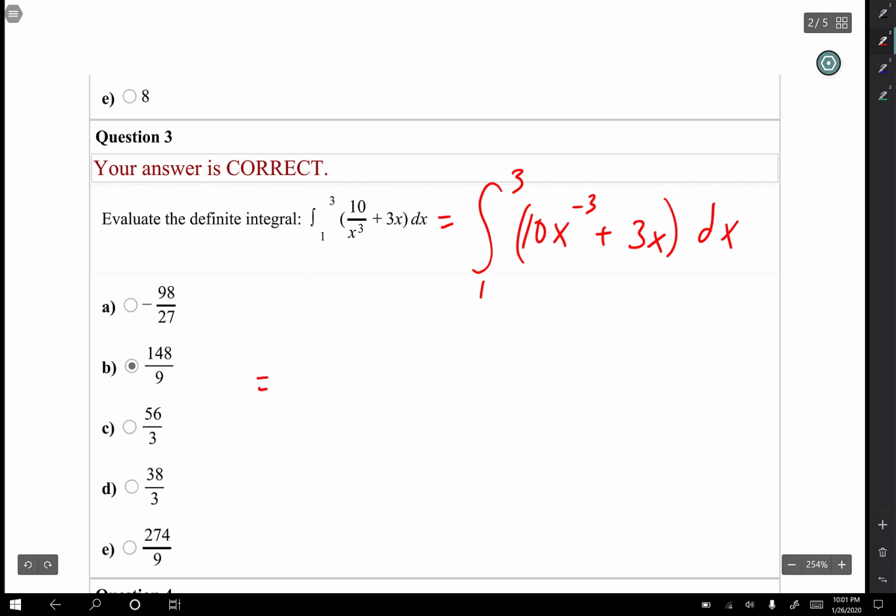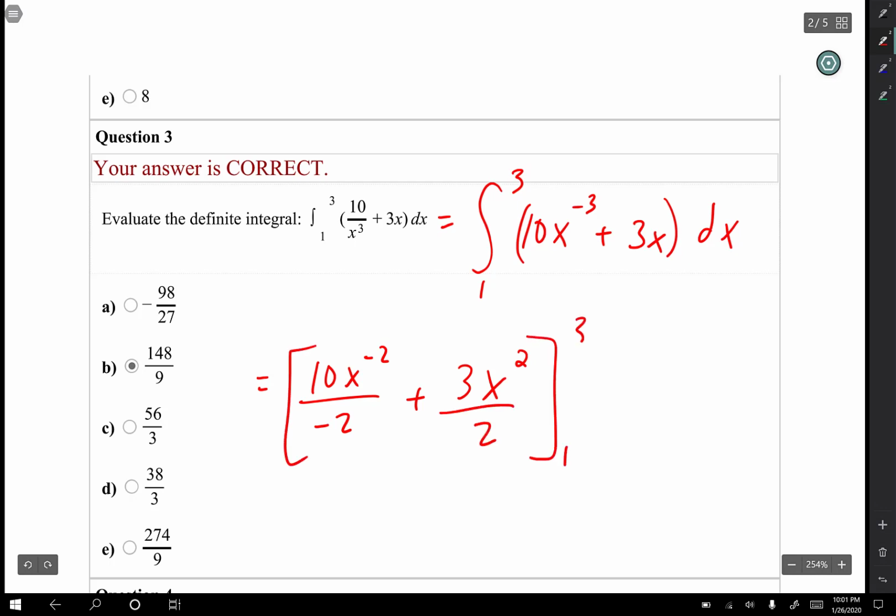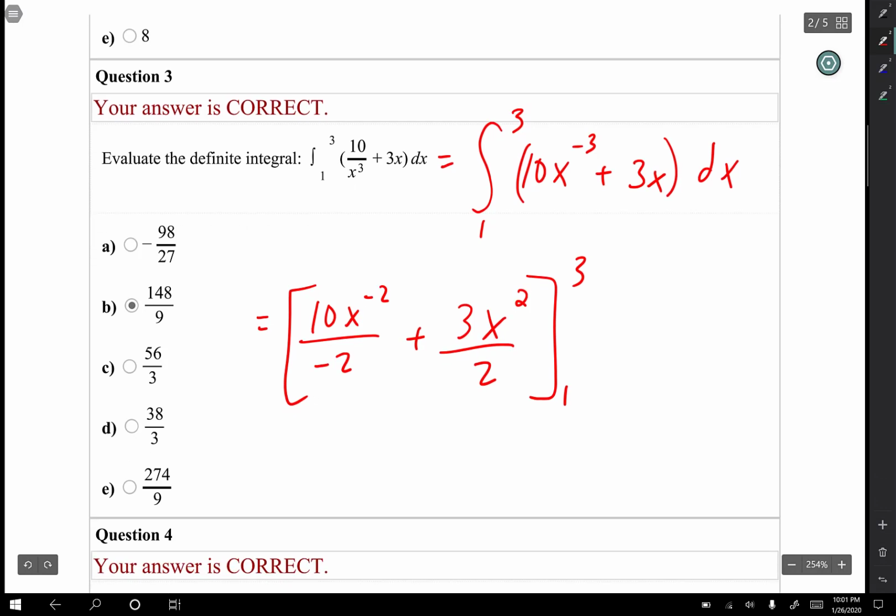Add 1, divide by that. So 10x to the -2 divided by -2 plus 3x squared over 2. And all this, since I have multiple terms, I'm going to put it in brackets from 1 to 3. All right, so now we're just going to have to leave it alone. Let's just simplify it a little more. I don't see any errors. So here's what I see.